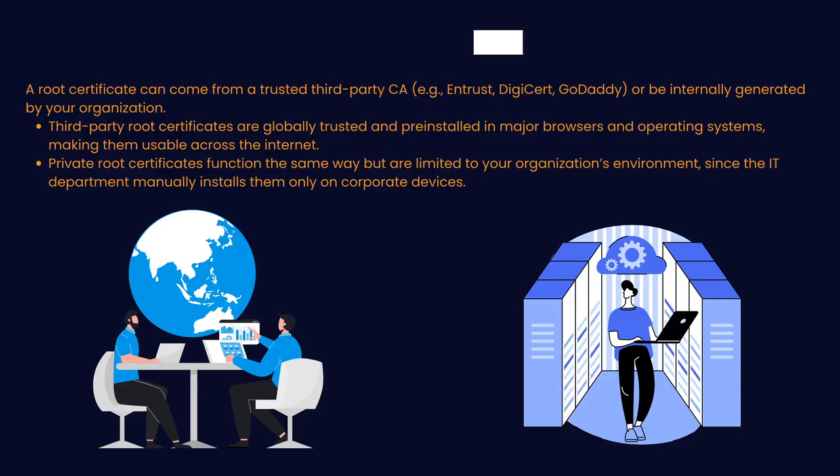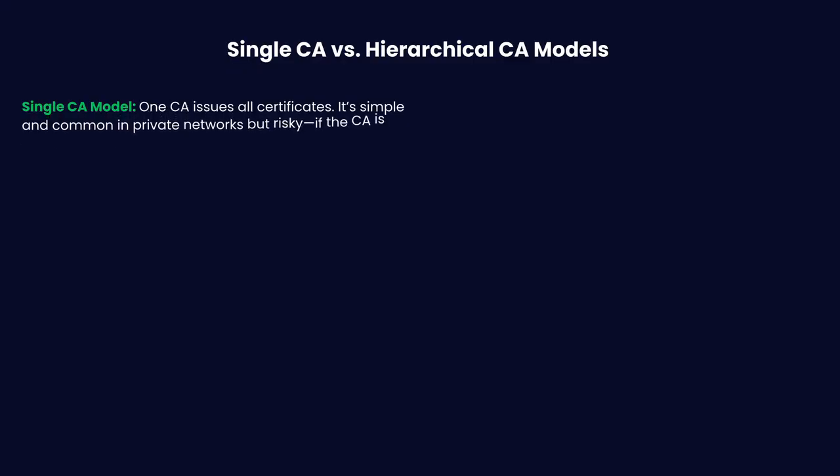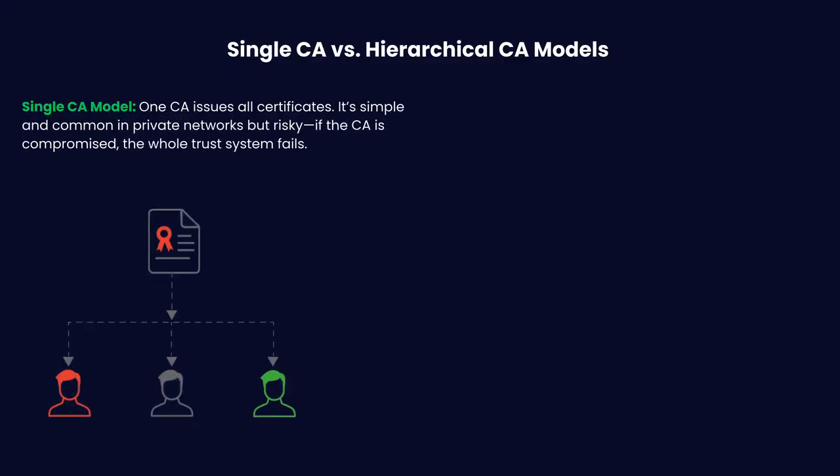All right, now let's explore how CAs are structured. You have the single CA model. In this model, one CA does it all. They sign every cert directly. It's common for private networks to have their own root cert. But here's the risk. If that CA server is hacked or compromised, your entire security model crumbles.